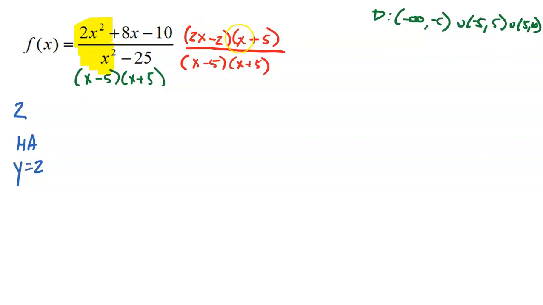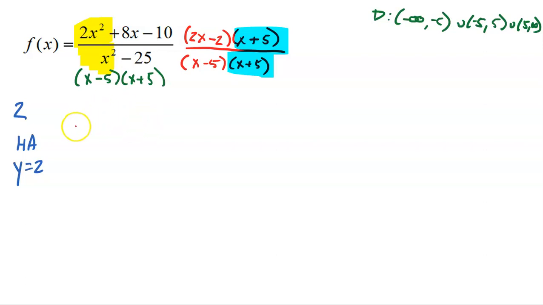So there is my 2x squared. There's a 10x on the outside, a 2x, negative 2x on the inside. That makes the 8x in the middle. And negative 2 times 5 is negative 10. All right, so now I realize x plus 5, that's a common factor from both the numerator and denominator. That's going to produce a hole.